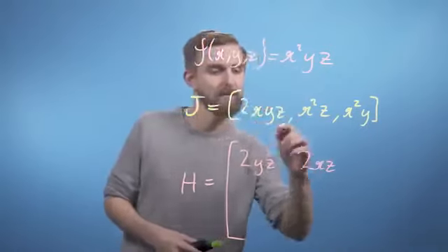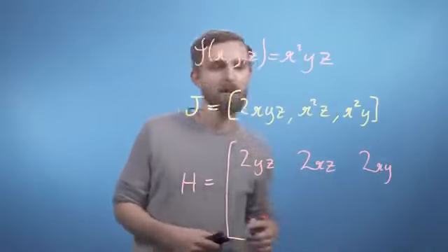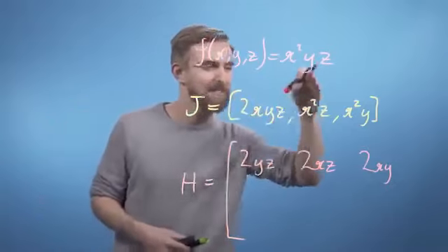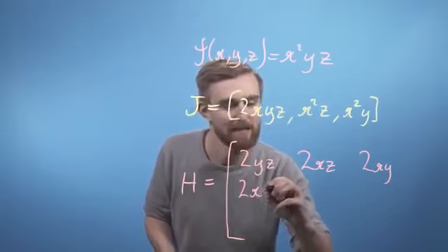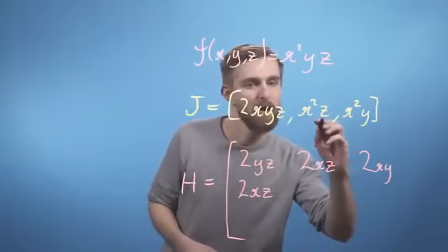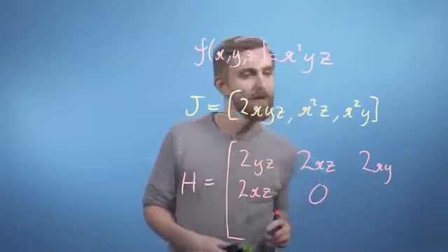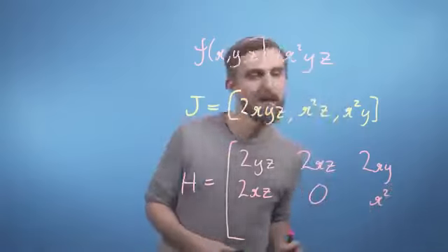2xz, and again with respect to z, 2xy. Okay, now we'll take the next row and differentiate with respect to x, then y, then z. So you get 2xz. We're going to differentiate with respect to y, so we're going to get nothing. And differentiating with respect to z, we get x squared.